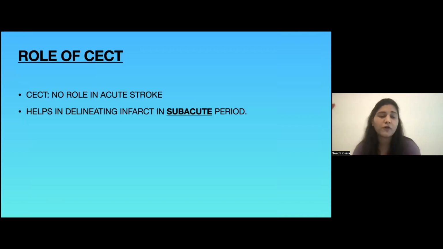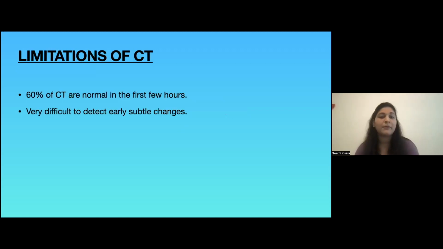Now coming to the role of contrast-enhanced CT. CECT has no role in acute stroke, but it helps in delineating infarct in the subacute period. Coming to the limitations of CT, 60% of CTs are normal in the first few hours. It is very difficult to detect early subtle changes, and hence MRI proves to be beneficial.